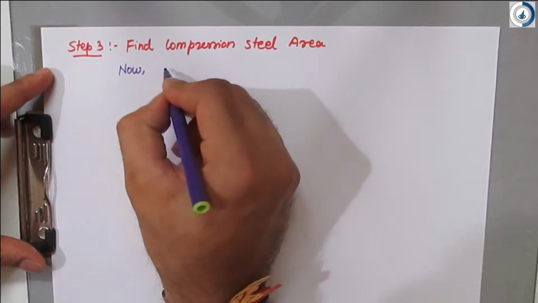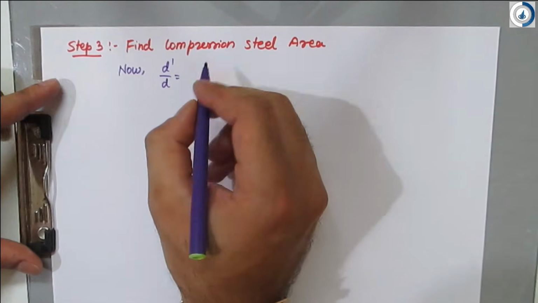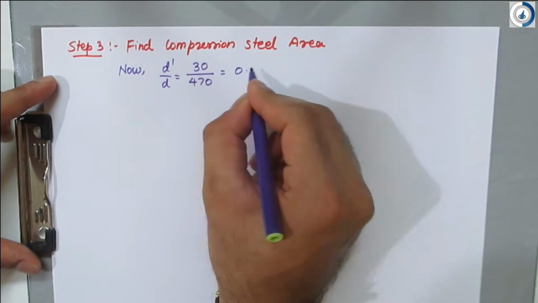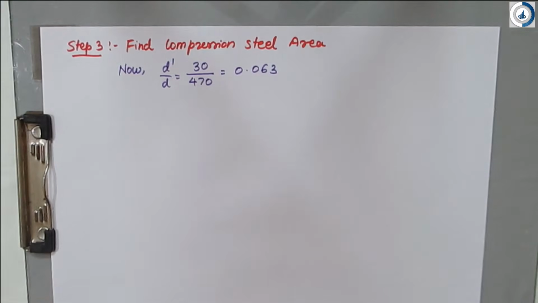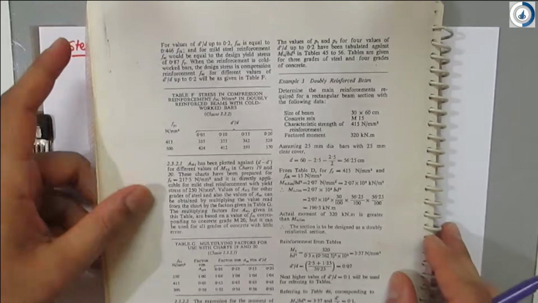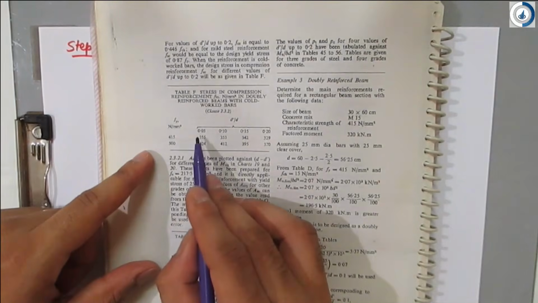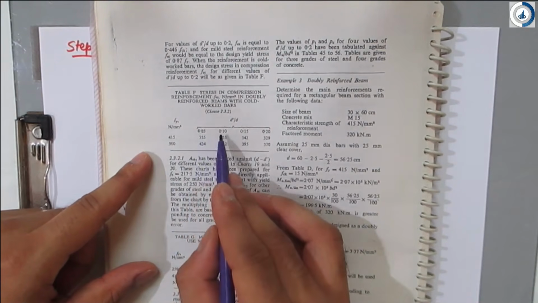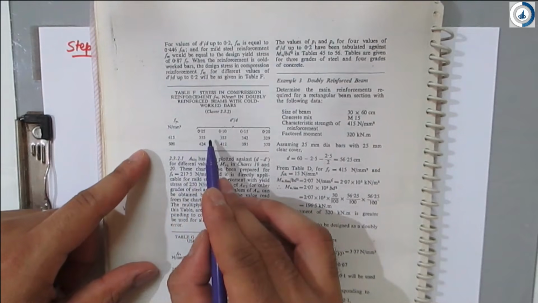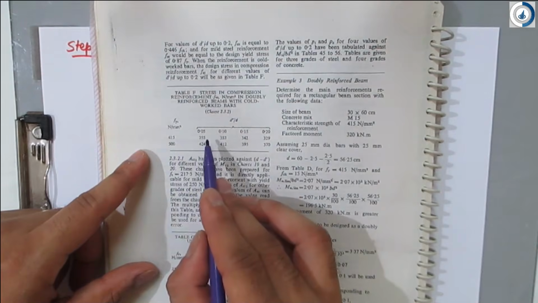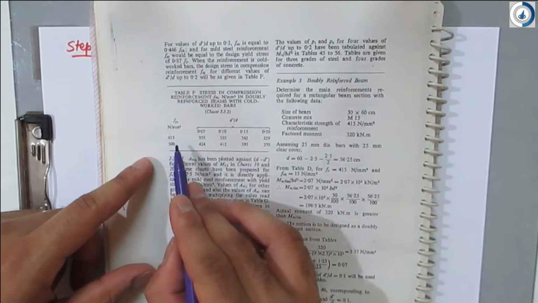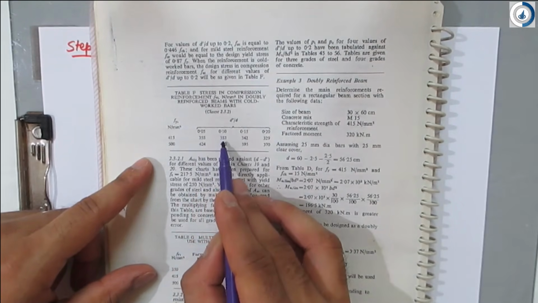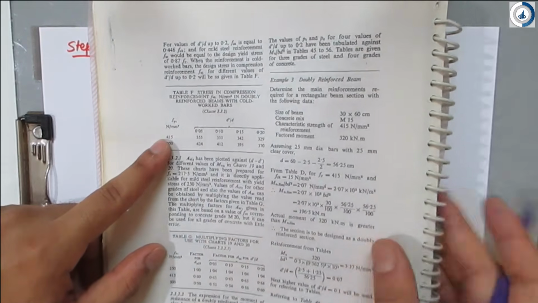Now d dash by d: d dash was 30 and d is 470, so it comes out to be 0.063. This 0.063 is not directly available, but 0.05 and 0.1 are available. So the value is in between 0.05 and 0.1. Therefore we have to interpolate and find out the value for 0.063. For 0.05, the fsc value is 355, and for 0.1 it is 353 for 415 steel.